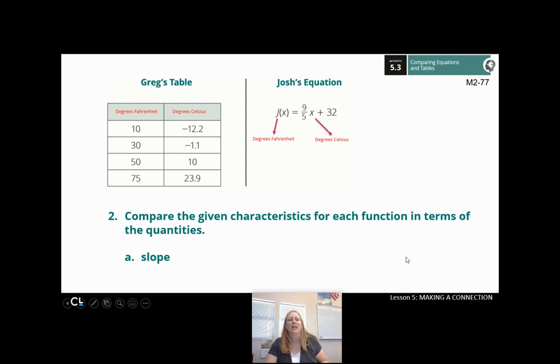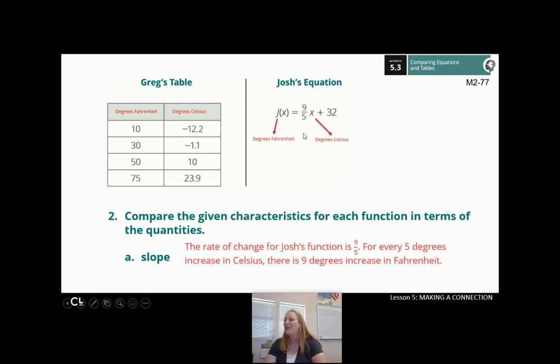All right. We can totally compare slopes here. First of all, Josh's is easy to do, so I'm going to start with Josh. Josh's rate of change is easy to find, right? It's next to the x. It's the 9/5. So the rate of change, or the slope for Josh's function, is 9/5. This just means that for every 5 degrees increase in Celsius, there's a 9 degrees increase in Fahrenheit.